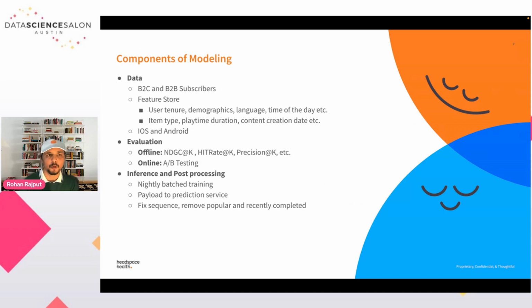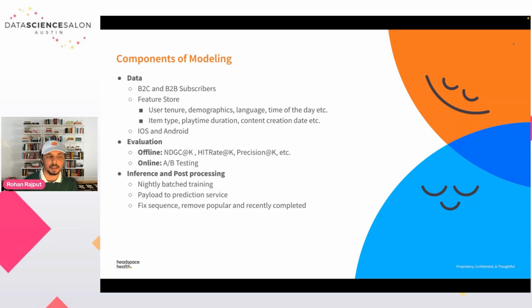So there are three important concepts before you start any kind of machine learning modeling. The first component is data. We acquired lots of our B2B and B2C data. We created a feature store where we collected lots of user features like user tenure, demographics, and language information. And we also collected lots of item features, which is our in-house content. We launched this experiment for both iOS and Android. We chose various evaluation metrics for different machine learning models, like NDCG and hit rate, and for online evaluation, we chose a randomized controlled trial, also known as A/B testing, which is the gold standard for establishing causality with high probability.